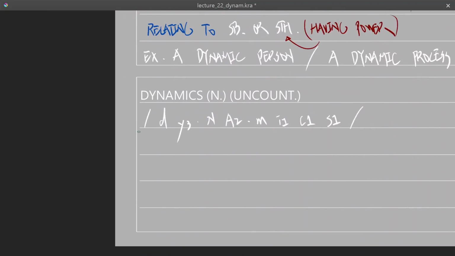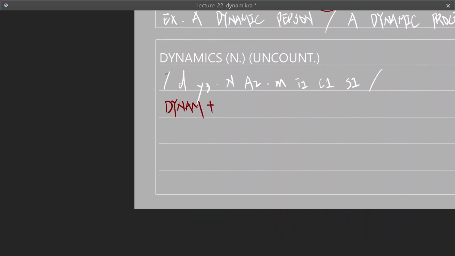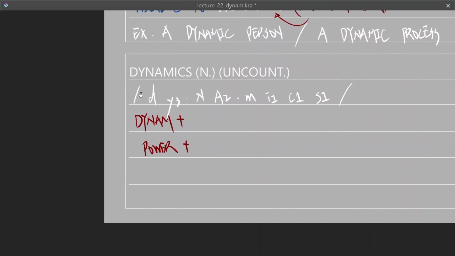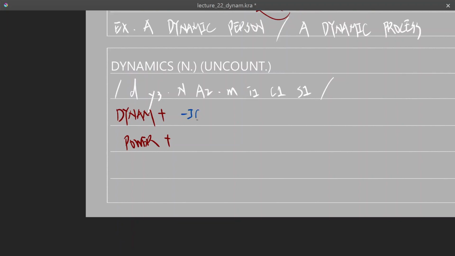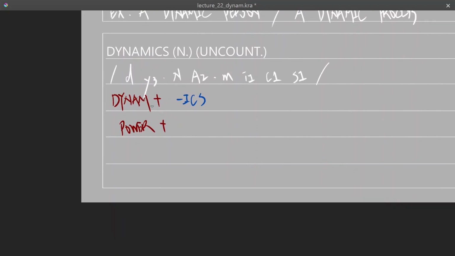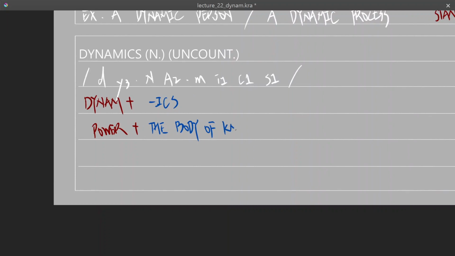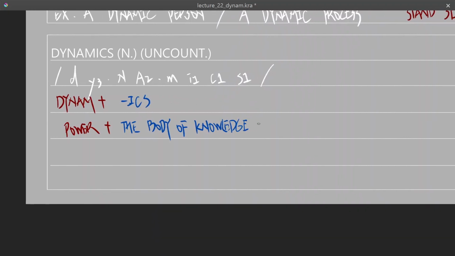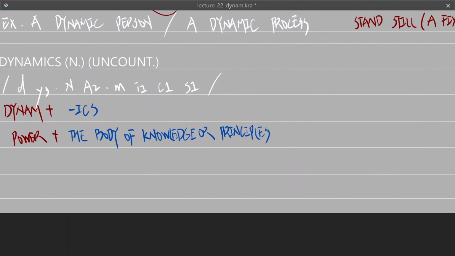Alright, again we have the root dynam, meaning power, or to have power or lordship. And we have the noun suffix ics, meaning the set or the body of knowledge or principles of something.